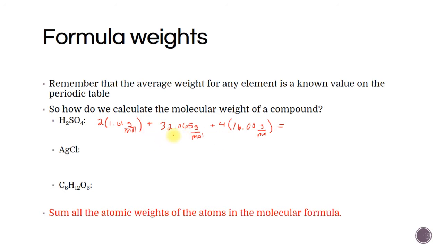Okay, so if we add all of these things together, my calculator says the answer is 98.085, which, since I have 2 decimals everywhere else, I'm just going to round. It came up with the 85 from the sulfur here. And the unit for that is going to be grams per mole. We're going to learn more about moles in a second. For now, we're just going to use it as a unit.